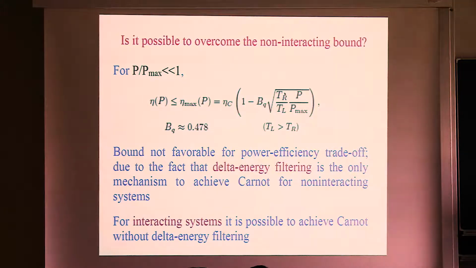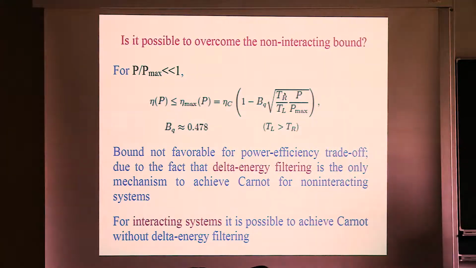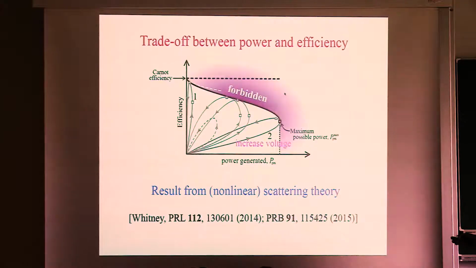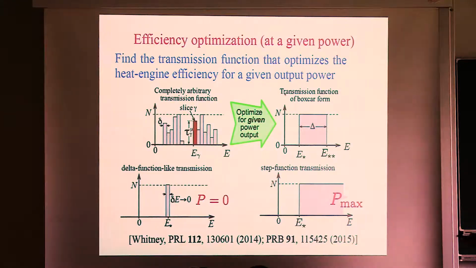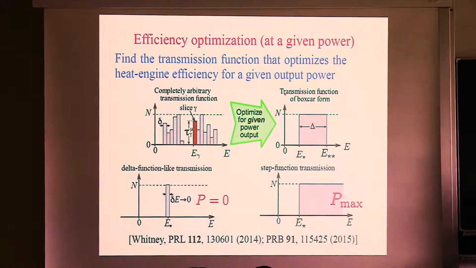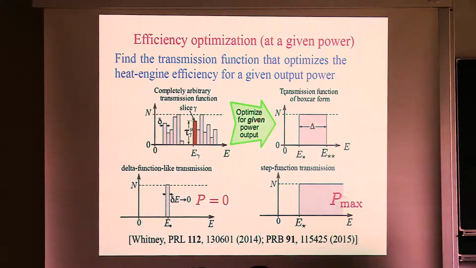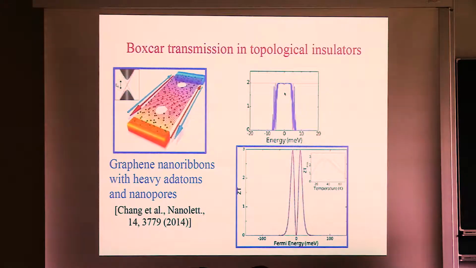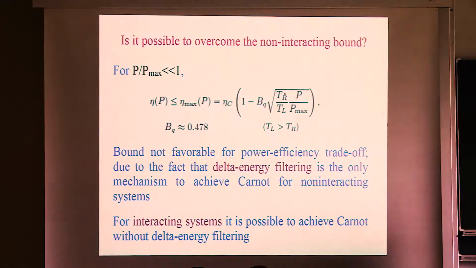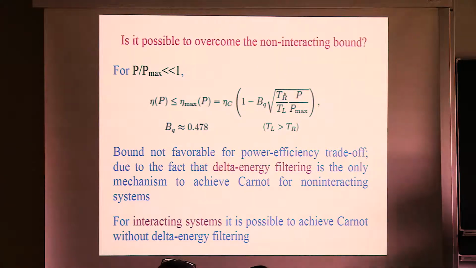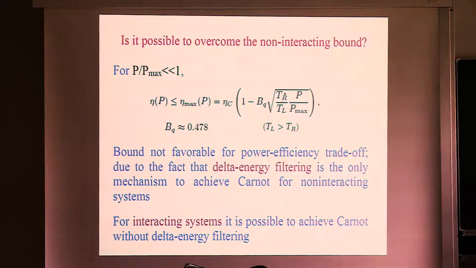But the question is, why do you have this bound? The point is that to approach Carnot, you need energy filtering. And since you have energy filtering, you shrink your transmission function. This means that you reduce the power very much. So this is related to the question: can we have Carnot without energy filtering?